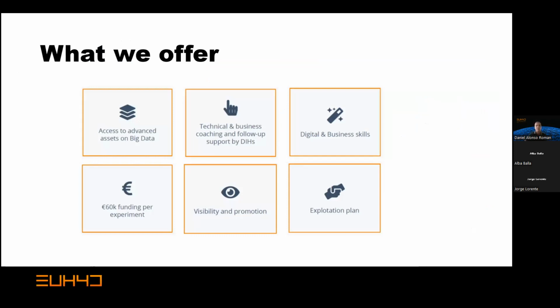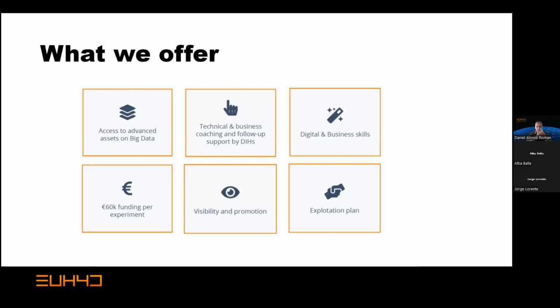So on the one hand, and I will start with the funding, we are offering 60 euros funding per experiment. Okay, it's a flat rate and cascade funding, a flat rate for each selected experiment. We are offering access to the catalog of services. So as I mentioned before, you will have access to this whole catalog, and once your experiment is selected, those services will be provided to you by the hubs, but also technical and business coaching and follow up by the hubs. So all the hubs will be supporting you in the experiment.